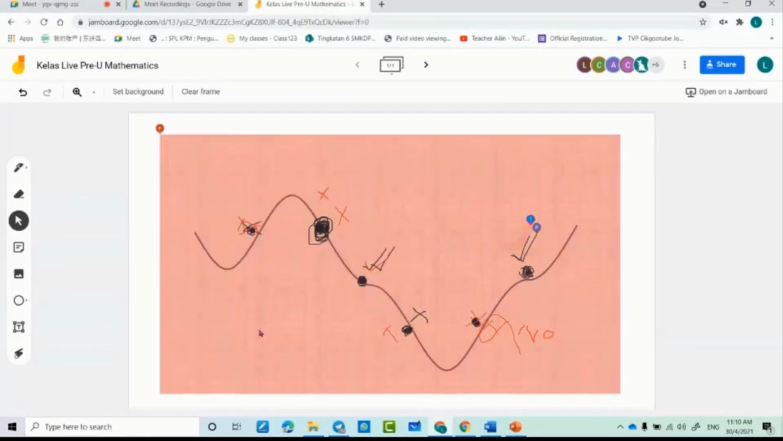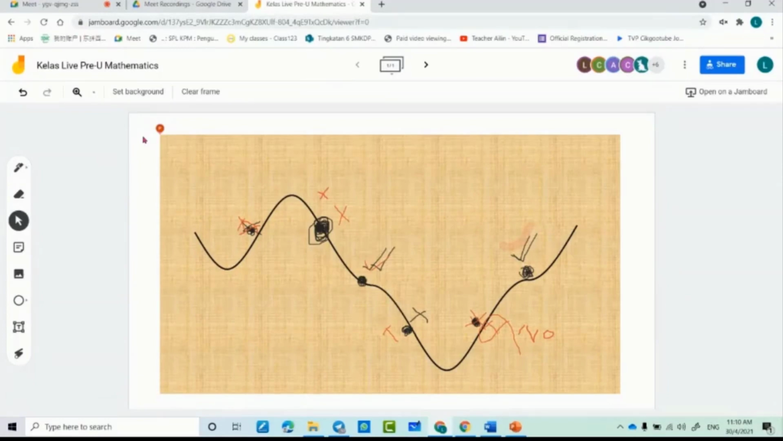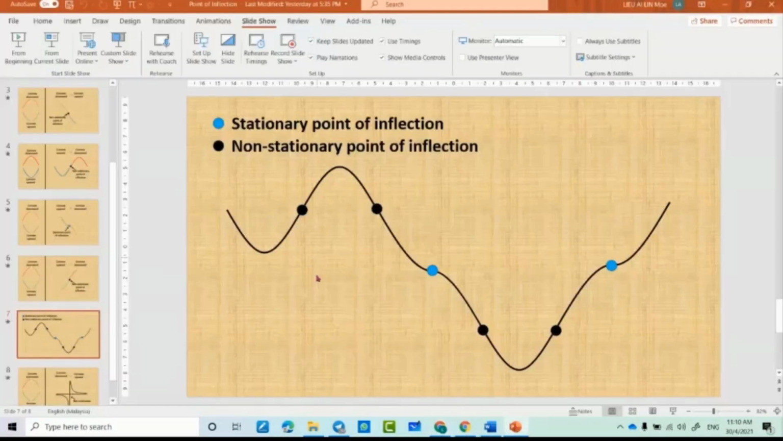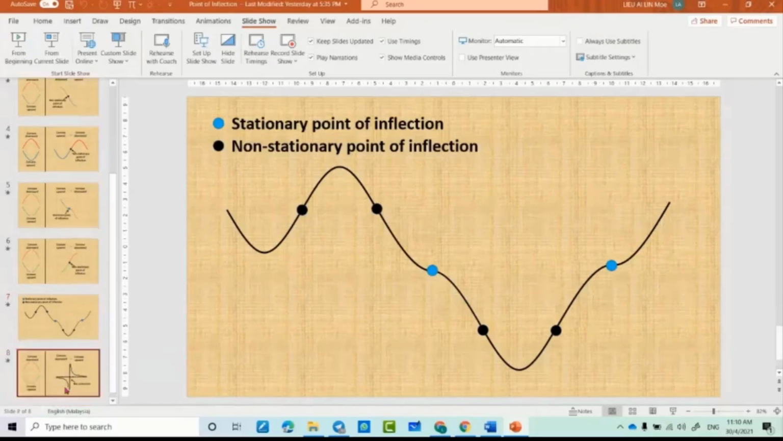Yes, correct. Okay. So that is the one. So how do you identify from the diagram that is inflection point? Okay, so we go back to the slide. Okay, that is the one. Okay. 1, 2, 3, 4, 5, 6. Okay. All right. So we go to the next slide.